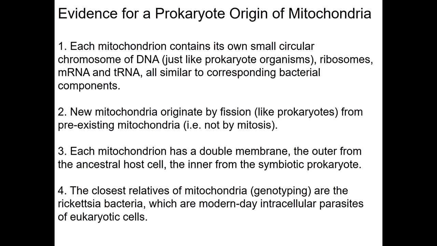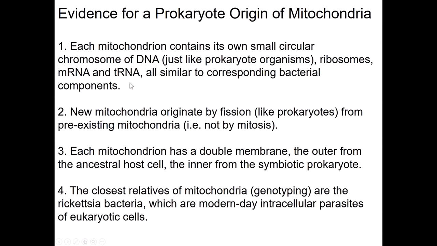So what's the evidence? I keep saying this. What's the evidence that this prokaryotic organism gave rise to mitochondria, okay? Because I'm saying mitochondria originally were some sort of bacterial organism that invaded into another prokaryote. So here's the evidence. Each mitochondrion, and chloroplast, by the way, contains its own small circular chromosome of DNA, just like prokaryotes, okay, just like bacteria. And it also has ribosomes, mRNA, tRNA. These are all similar to bacterial components, okay?